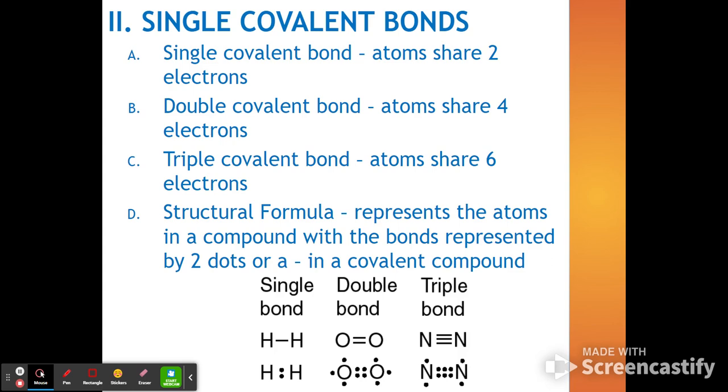Structural formula represents the atoms in a compound, with the bonds represented by 2 dots or a dash in the covalent compound. So for your single bond, you've got 2 dots or a dash. Double bond, 4 dots or 2 dashes. 6 dots or 3 dashes for a triple bond.